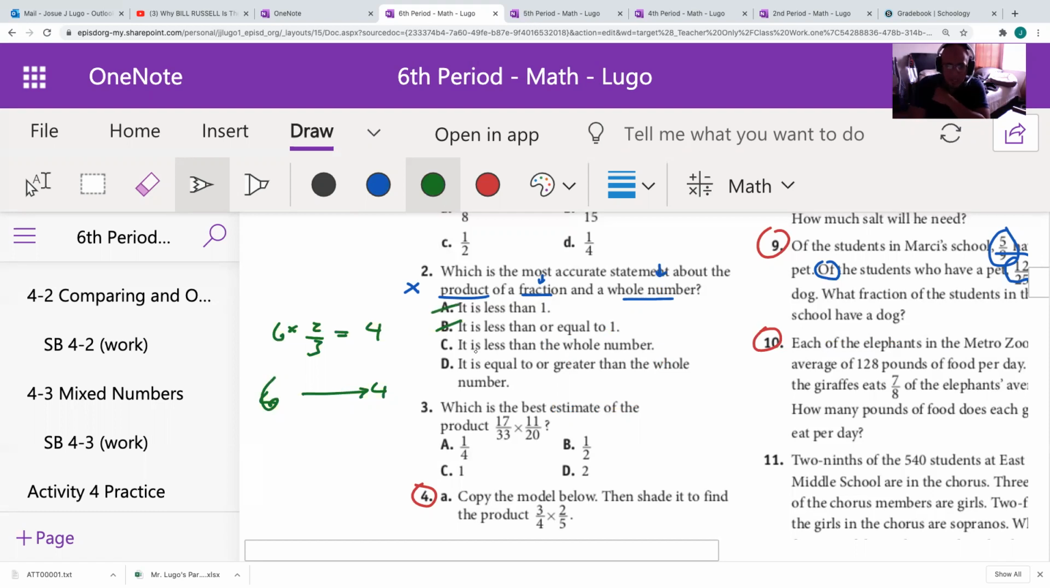So it is less than the whole number. Yes, this is actually true. 4 is less than 6. It did get smaller, okay? And D, it is equal to or greater than the whole number. This is definitely not true. So the answer would be C.